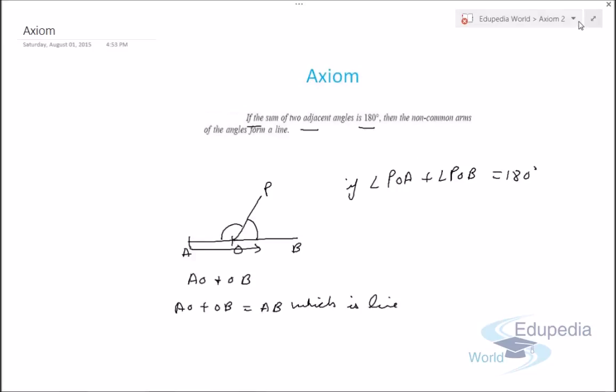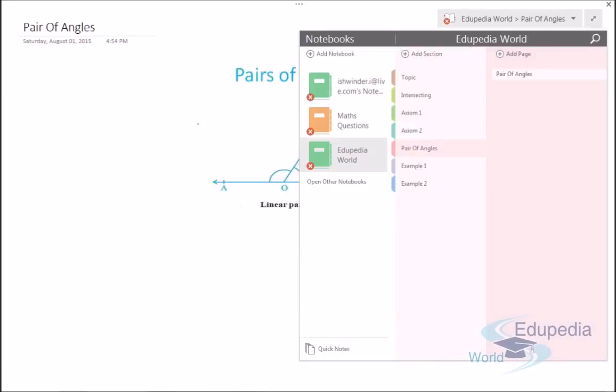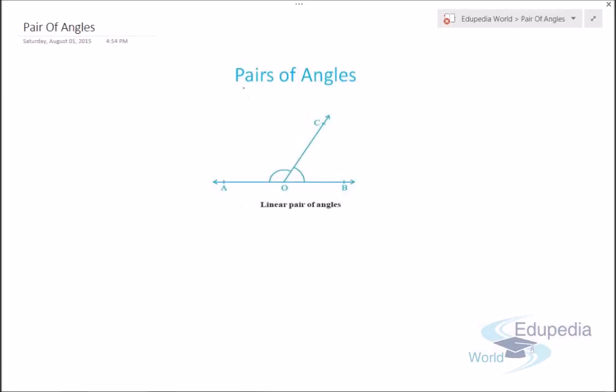So let's discuss further what is a pair of angles. Now, pair of angles, though it's a very small concept, is very widely used in lines and angles, so you have to watch the video very carefully. It's also known as linear pair of angles. Linear means line, pair means two, angles means two angles on a line. So we can say linear pair of angles means we have two angles on a line.